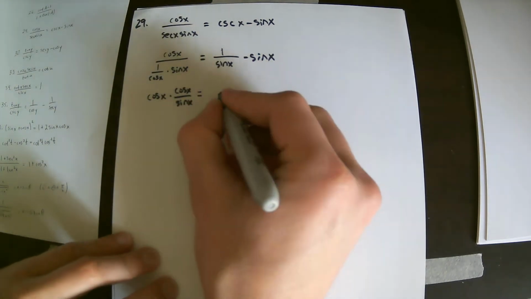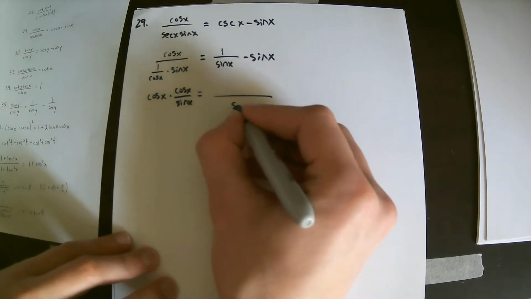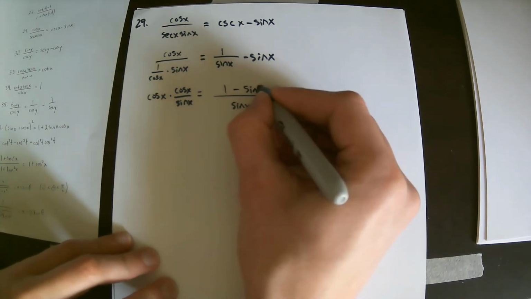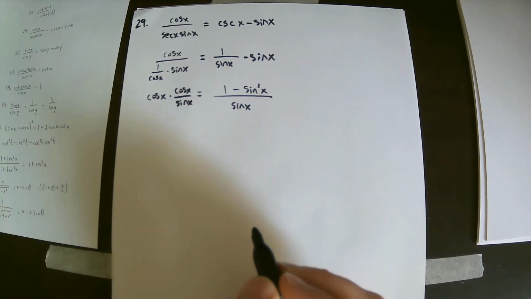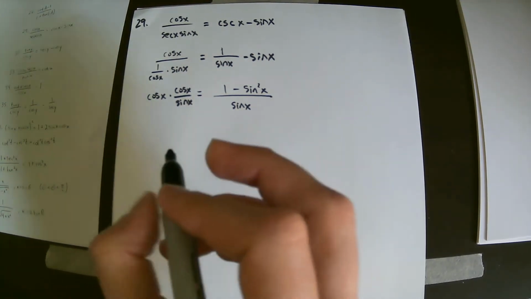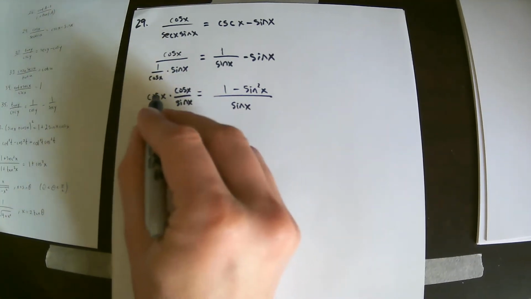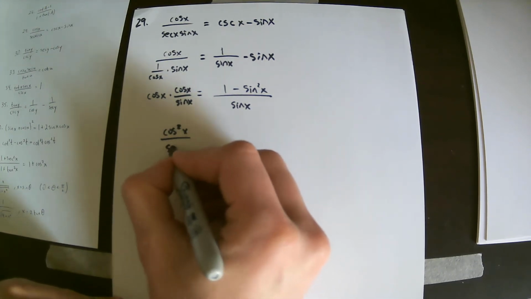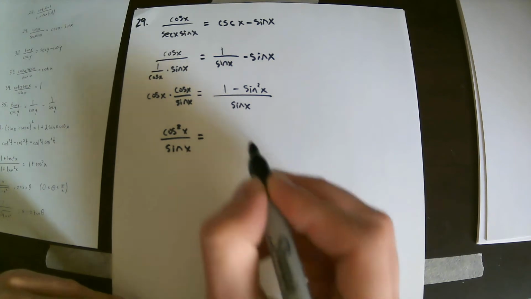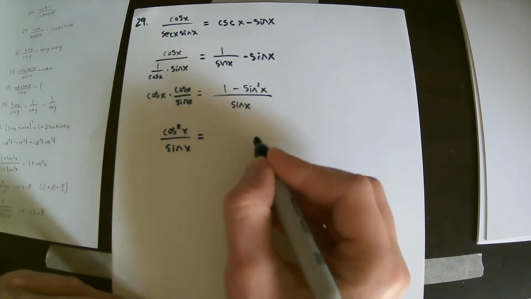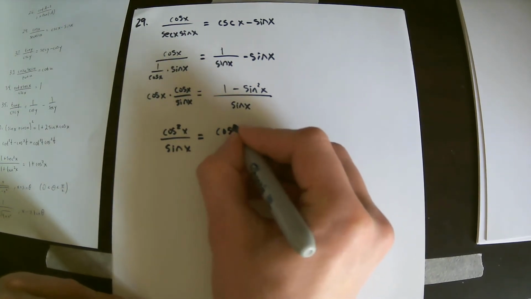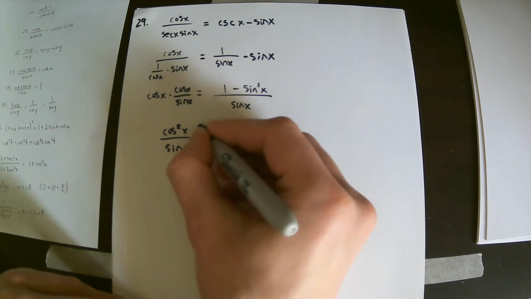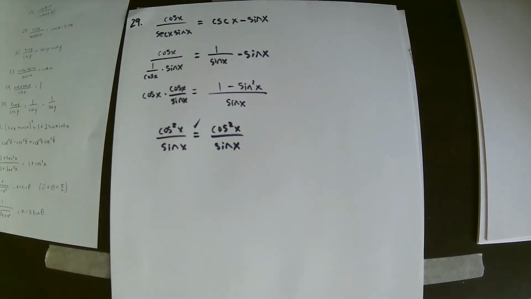Over here I'm going to get a common denominator of sine of x, and say 1 minus sine x, sine squared of x. Now I'm going to say on this side, cosine times cosine is cosine squared of x over sine of x. And 1 minus sine squared, though, is also cosine squared x. And there we go. That's all we have to do. We just have to get them to look the same.